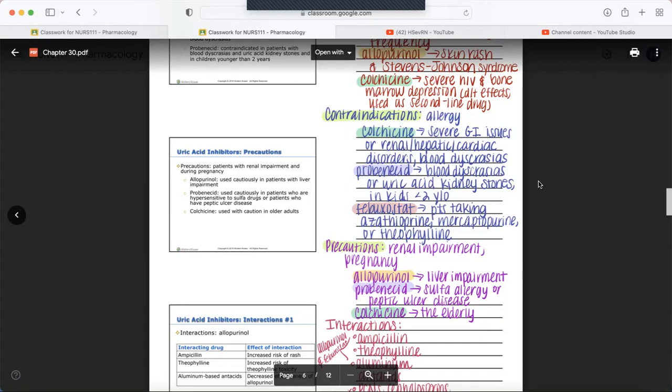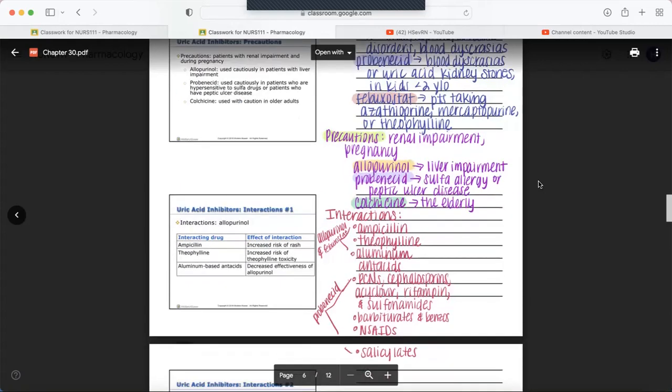Precautions: we want to weigh risk versus benefit in clients with renal impairment or clients who are pregnant. Specific medications: with allopurinol, if they have a liver impairment, we want to be careful administering allopurinol. If they have a sulfa allergy or peptic ulcer disease, we want to be careful giving probenecid. And if they are old, they're more prone to the colchicine adverse effects. So we don't want to give colchicine to the elderly unless the doctor has really thought it over and thinks it's the best option for the client.